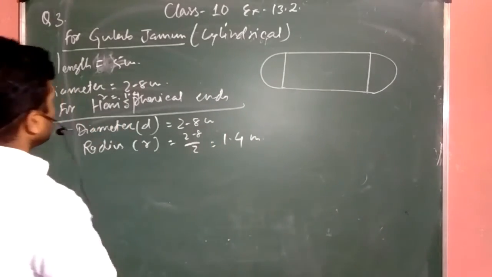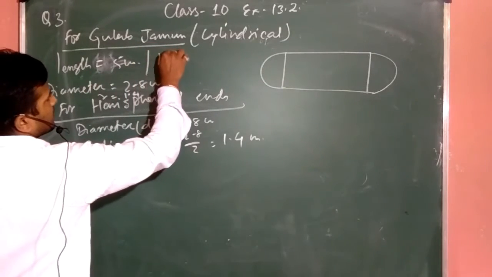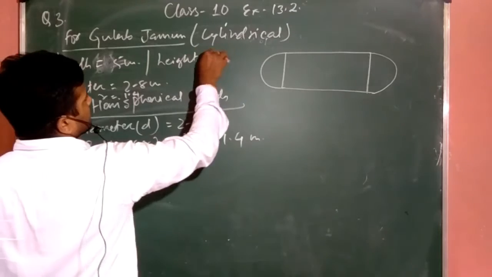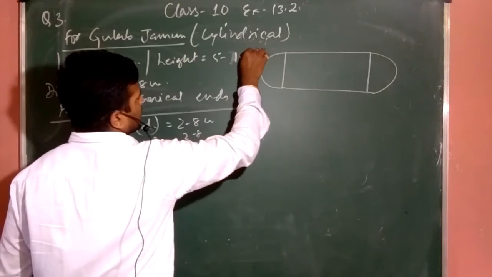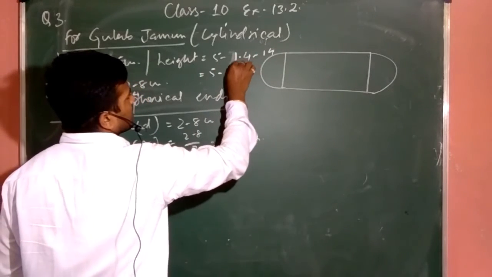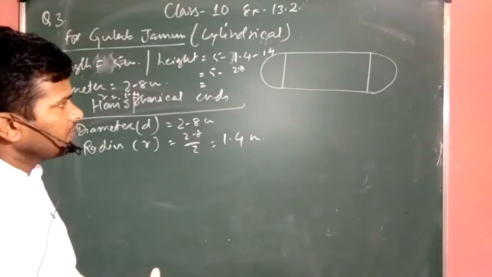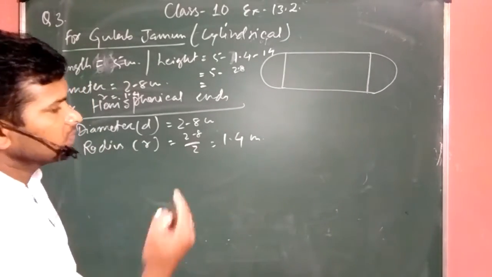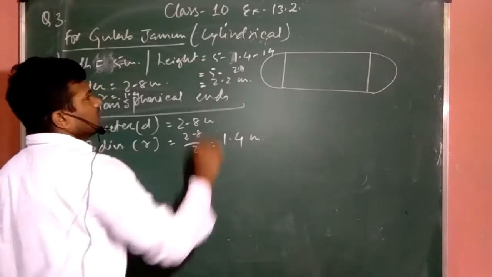Now, length is given, so we need to find the height. What will the height be? 5 minus 1.4 minus 1.4. So 5 minus 2.8. That means 5 minus 2.8 is what? 2.2. So 2.2 centimeter is the height of the cylinder.